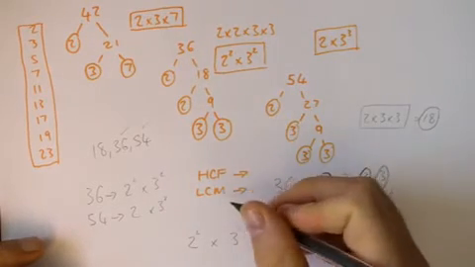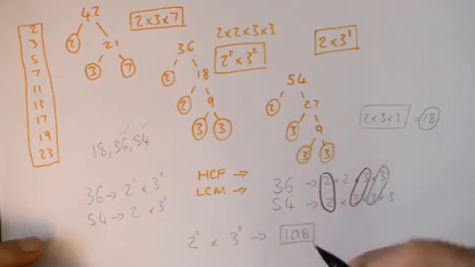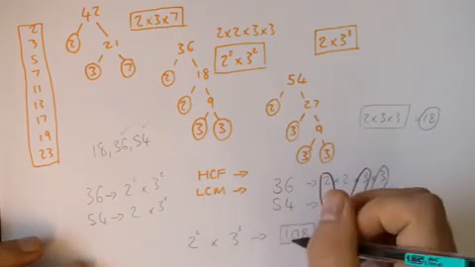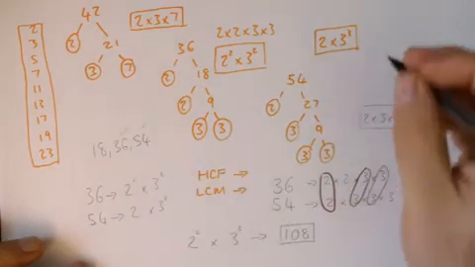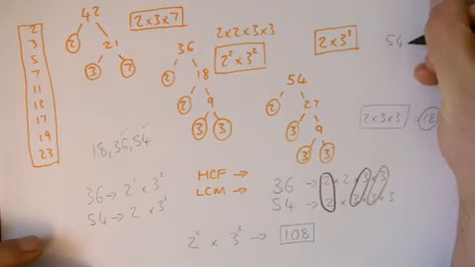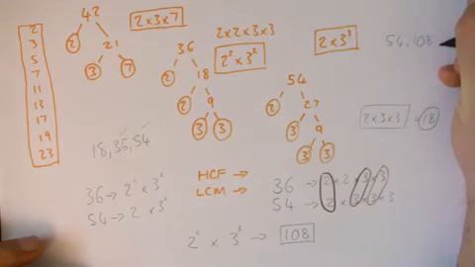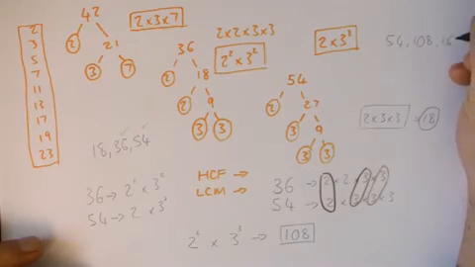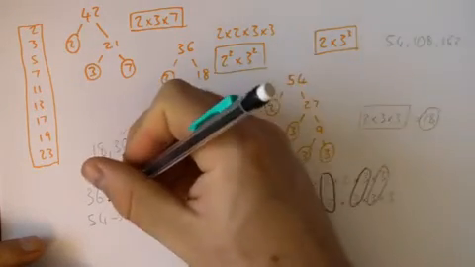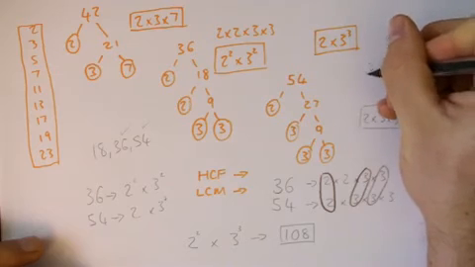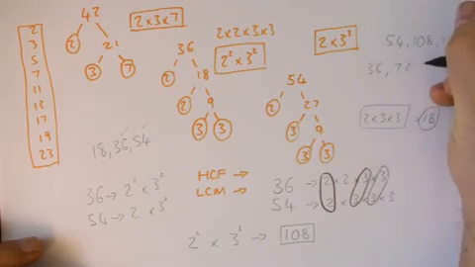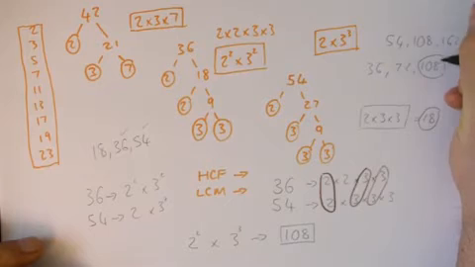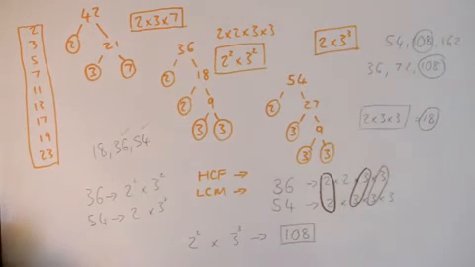The lowest common multiple is the first number they both go into. Now let's have a think about this. The 54 times table goes 54, 108, and then it's going to go 162. The 36 times table goes 36, 72, 108. That's the first number they both go into, and we can use that information.